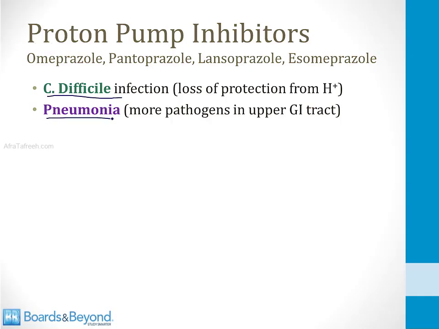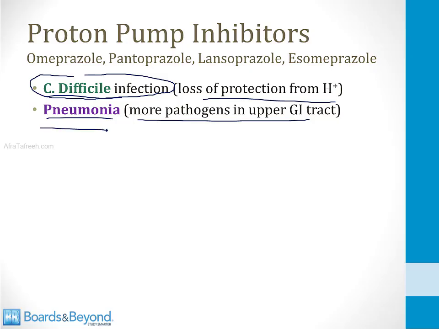The C. difficile colitis is believed to be due to loss of protection from gastric acid. It's believed that the gastric acid prevents the bacteria from invading and colonizing the GI tract. The increased rates of pneumonia are believed to be due to more pathogens in the upper GI tract. Again, because you have less acid there, there's less protection against these pathogens, so they are able to colonize the stomach, and potentially this could lead to pneumonia.